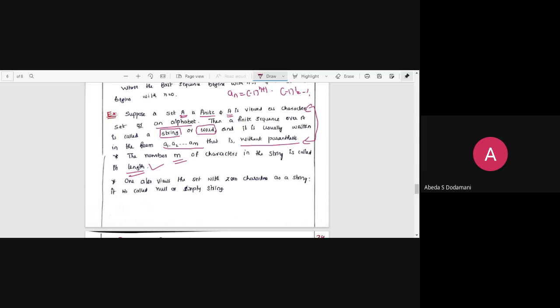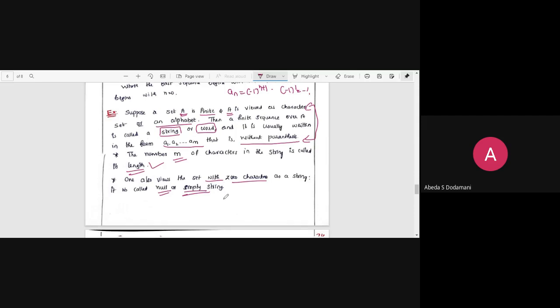Okay. One also has a set of zero characters, or you can say the nil character. If there is no character at all in the string, it is called what? Null string or empty string. So if there is no character at all, then we call it an empty string or the null string.